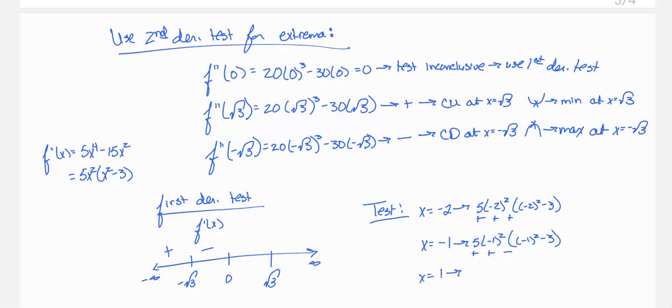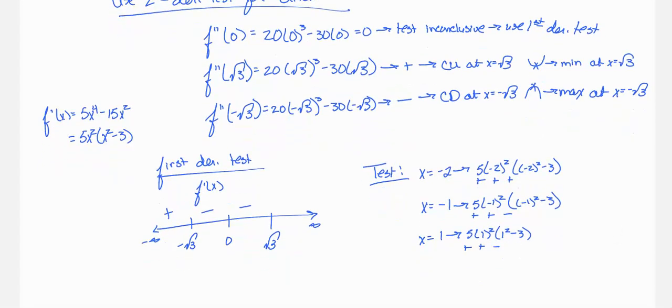Let's do a positive 1. Positive, positive, negative. And then let's try positive 2. Positive, positive, and positive.